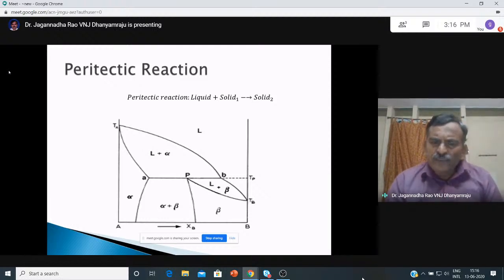And here you see there is a liquid and there is alpha, and at point P, at temperature Tp and composition, at this particular peritectic composition, you will get beta. So that is a peritectic reaction.